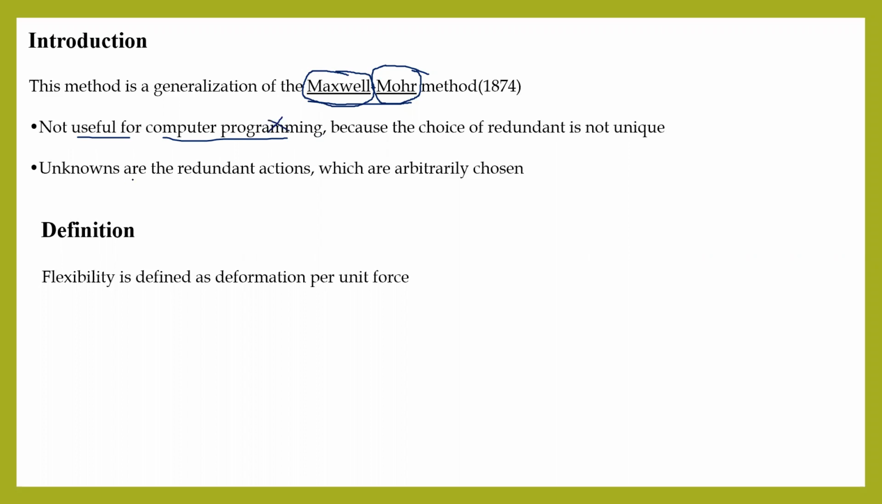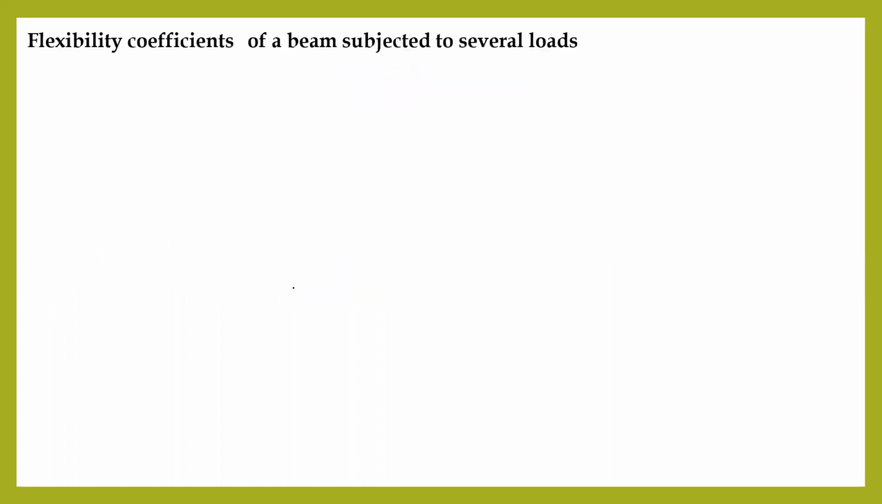And here all the unknowns that we choose are redundant actions which are arbitrarily chosen. That is why this is not linked to computer programming. Now, when we see the definition of the flexibility method, it is defined as the deformation per unit force, which means we will try to apply the unit force and then the corresponding deformations and all have to be calculated. So flexibility is defined as deformation per unit force.